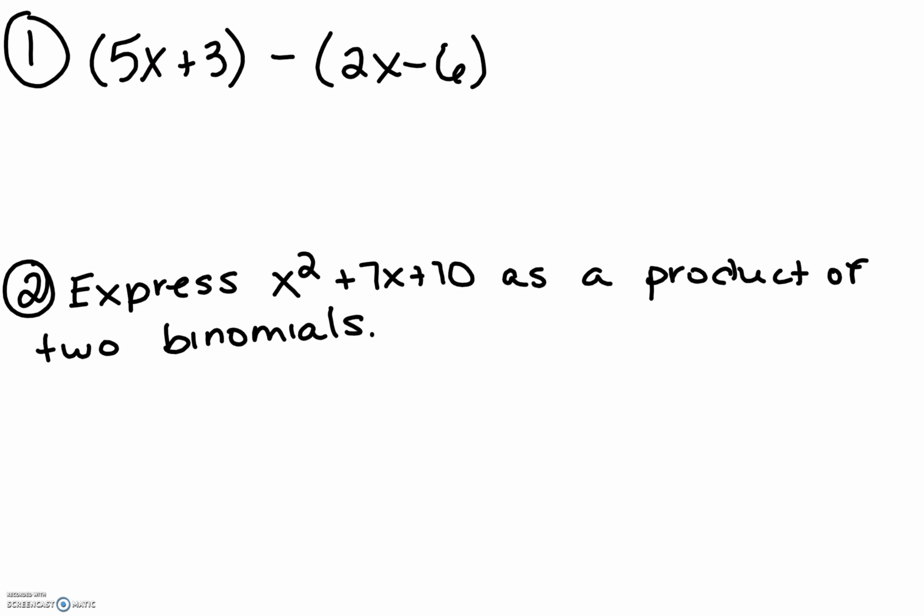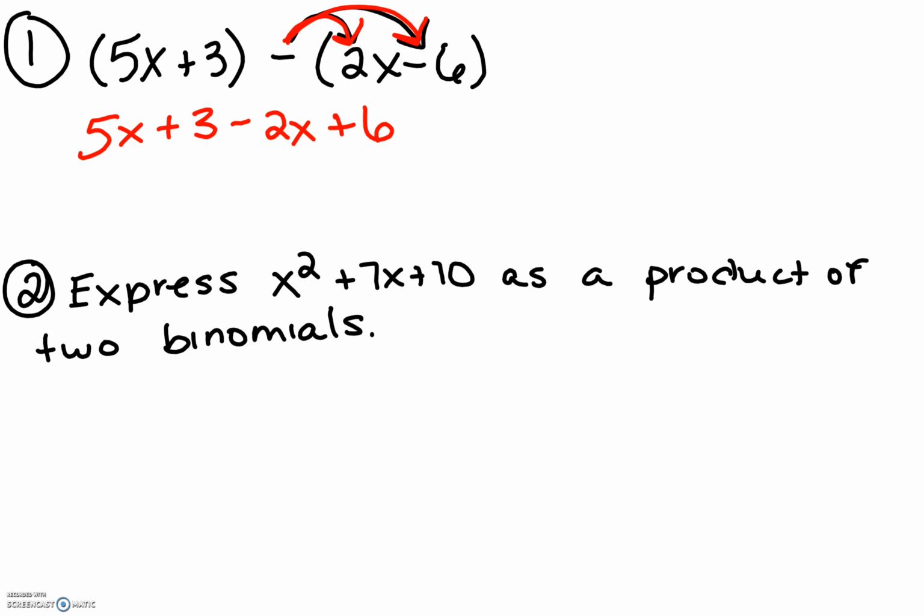So let's look at question 1, 5x plus 3 minus 2x minus 6. Whenever we see that subtraction sign, remember we have to distribute out to every term on the inside. So before the subtraction sign, we're just going to bring down the expression 5x plus 3. Then we're taking negative 1 and multiplying by a positive 2x makes it negative 2x, and negative 1 times a negative 6 is a positive 6.